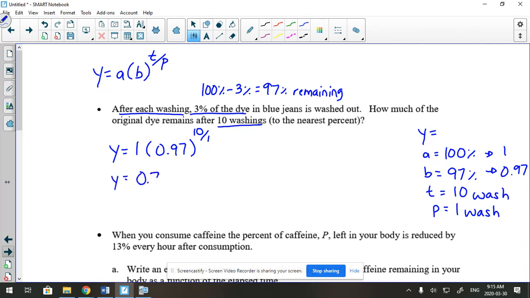You should get 0.74, but it wants my answer to the nearest percent. So I'm now going to multiply that by 100 to get my percentage. So that tells me after 10 washings, only 74% of the dye will remain in my jeans. So they're getting a little bit lighter each time. Okay, let's try another one.